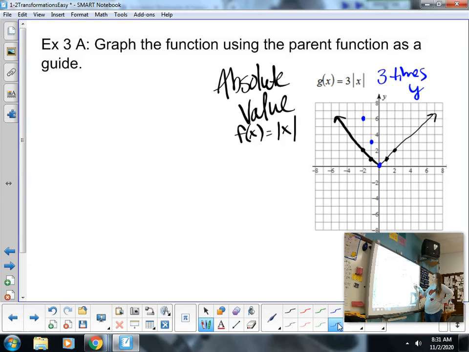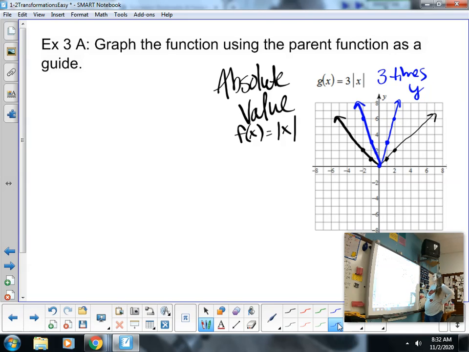1, 1, again, my y value is 1. When I multiply that by 3, I get 3. And then the 2, when I multiply that by 3, that's going to move up to 6. So you see the x's are still at the same positions. They are now 3 times as steep.